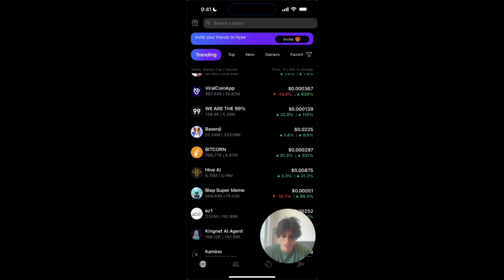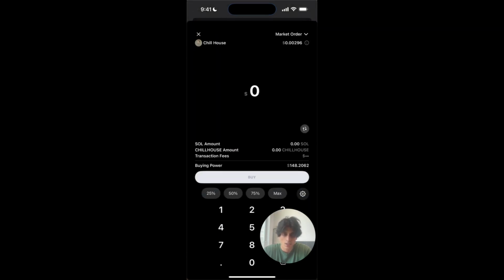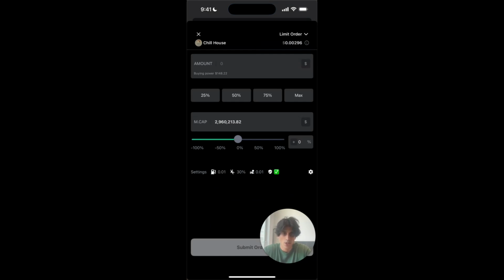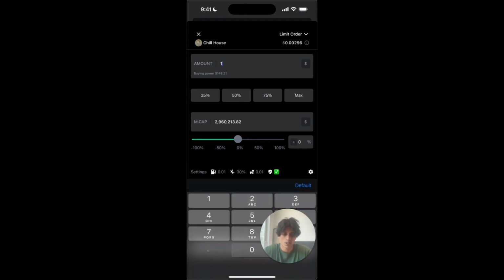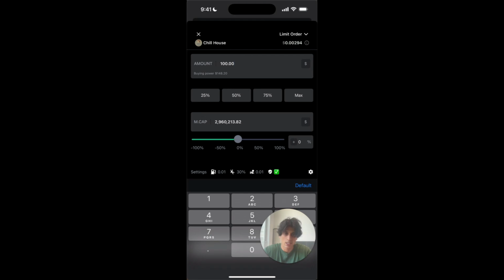So we're going to pick a coin on trending. I'm going to go with this one here. And when you click the buy button, you're going to click limit order. And so what we're trying to do here is we're trying to buy the dip. So we want to buy the coin when the price goes down. And so you enter the amount you want here. You can also do this in Solana if you want to, but we're going to do it in US dollar because it's easier for me to understand.